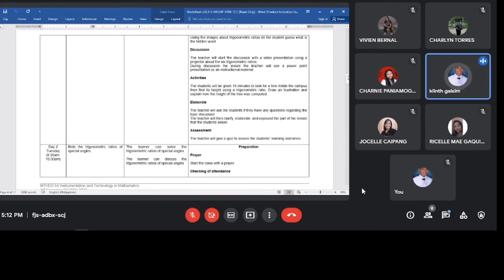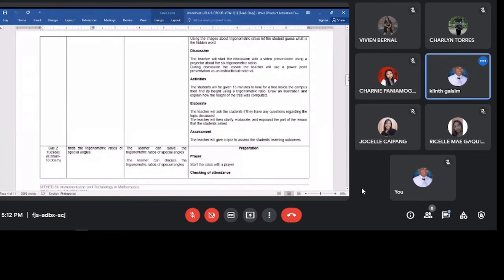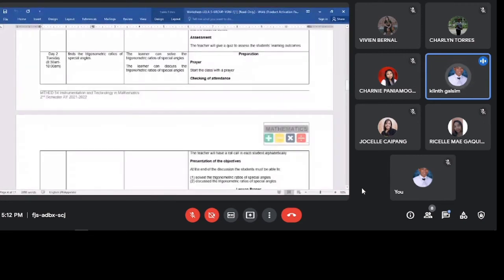For day two, the learning competency is finds the trigonometric ratios of special angles. For our learning outcomes, the learner can solve the trigonometric ratios of special angles. The learner can discuss the trigonometric ratios of special angles.